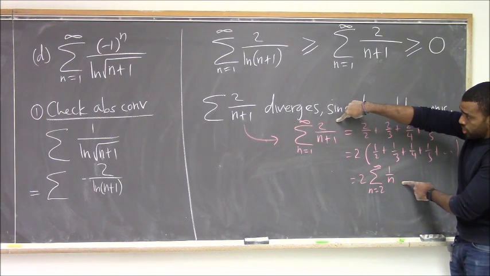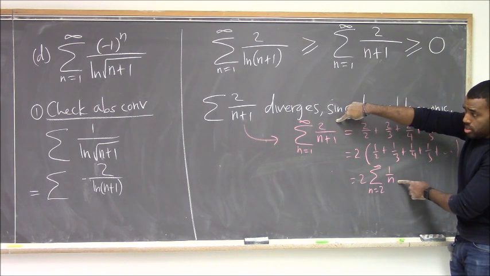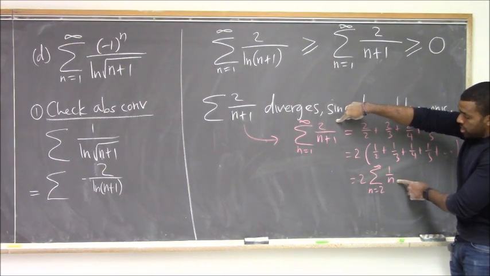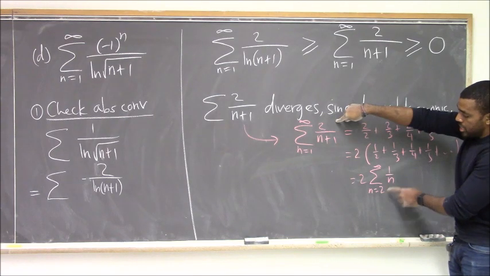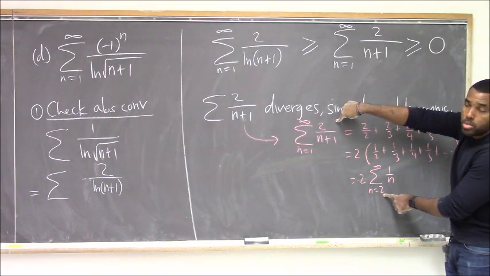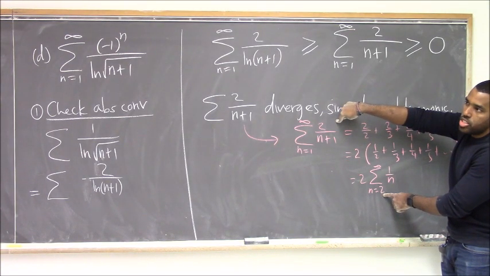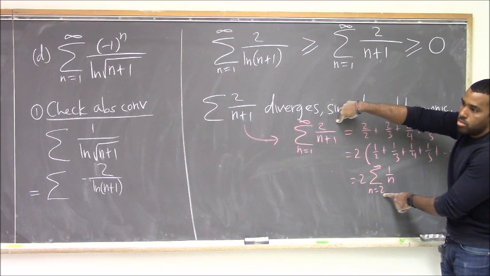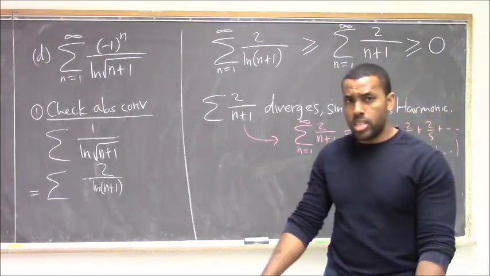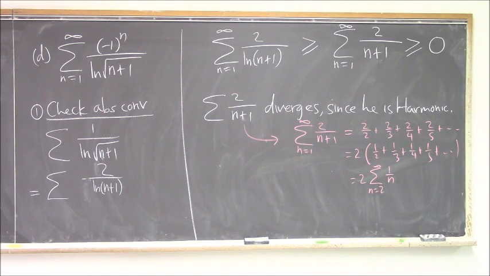It's just actually double this series. This series now is the harmonic series, except we don't include the first term. So it's like you take the harmonic series and you subtract the first term. It's still going to be infinite, right? The harmonic series diverges to infinity.